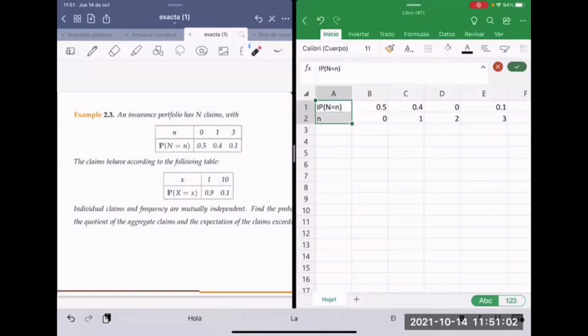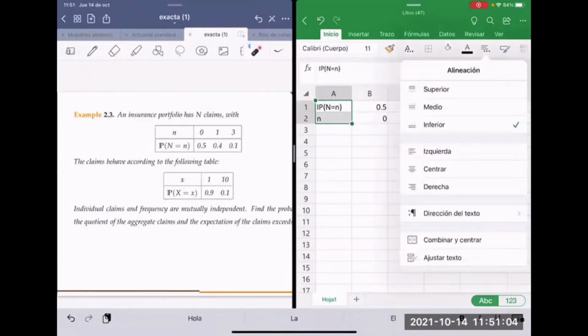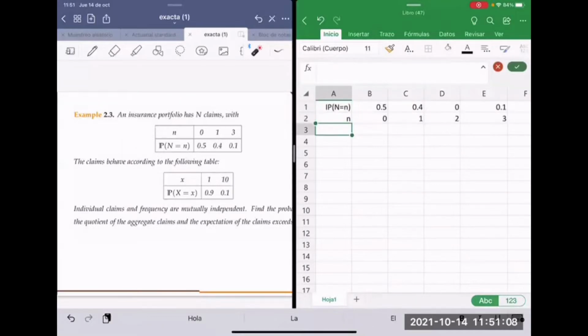Now allow me to display it like this, and then I just have to write the distribution of x. I will just justify this to the right like this, and then I will start putting in here the x's. So what we have here is a distribution that ranges from 1 to 10. Actually, it just has two mass points, 1 and 10.